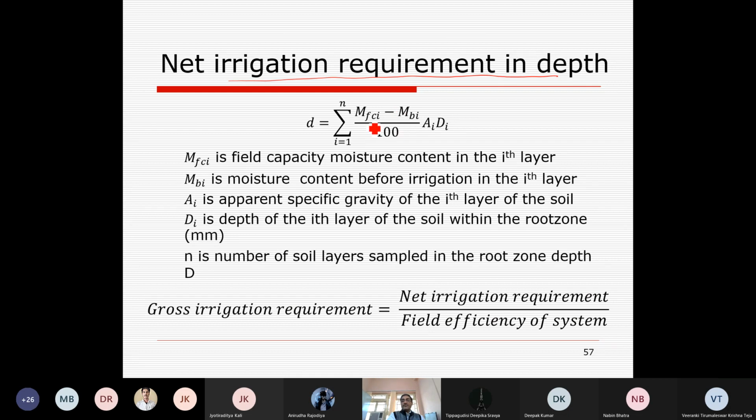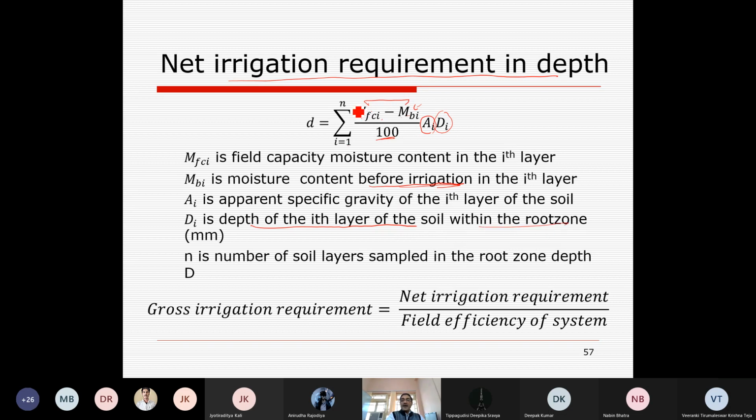Now this is the same. This is the field capacity, that is F, written as moisture content at field capacity on a weight basis, and this is the moisture content before irrigation, or at the time of irrigation, or at a particular time t. So this is the difference between field capacity and the present moisture content, or the just-before-irrigation moisture content. It is in weight basis percentage, so divided by 100, and this is the apparent specific gravity, and this is the depth of the root zone, the depth of the ith layer of the soil within the root zone.